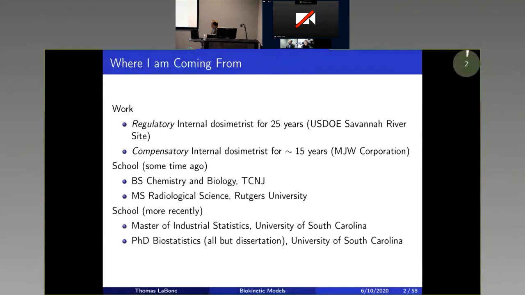Next week, I thought it was important to go through basically where I'm coming from on this, because I think your background and your experiences influence the questions you ask and what you're interested in quite a bit. I was what I'm going to call a regulatory internal dosimetrist for about 25 years, at Savannah River Site. That's somebody who does internal dosimetry to demonstrate compliance with the regulations.